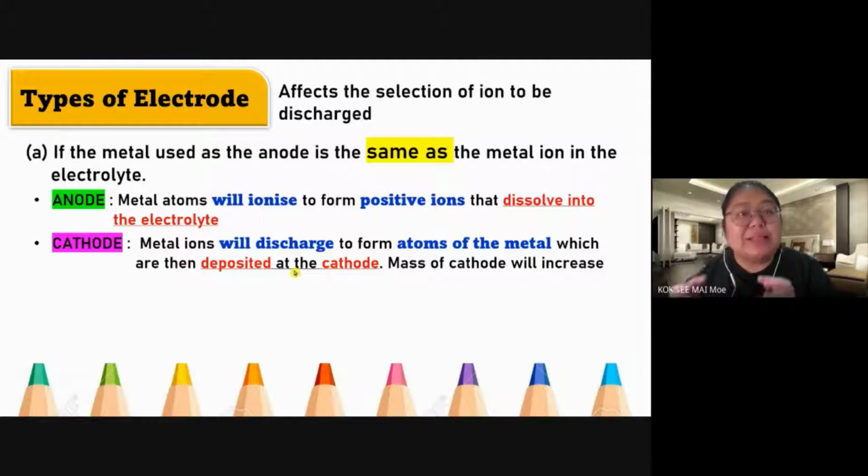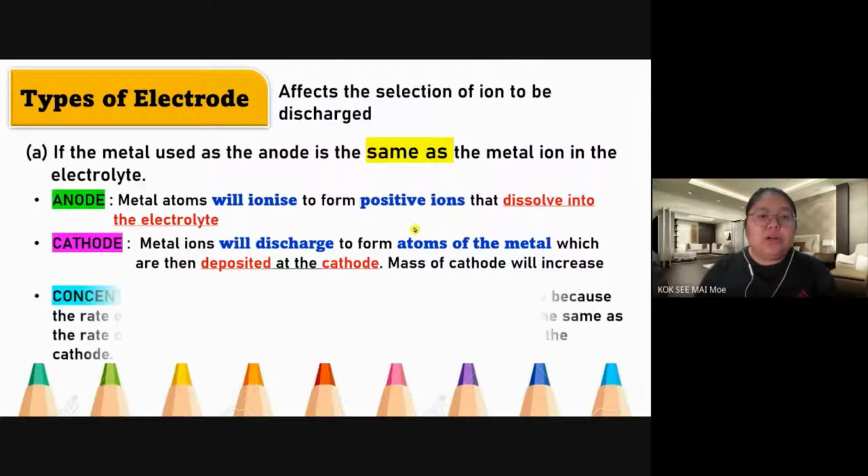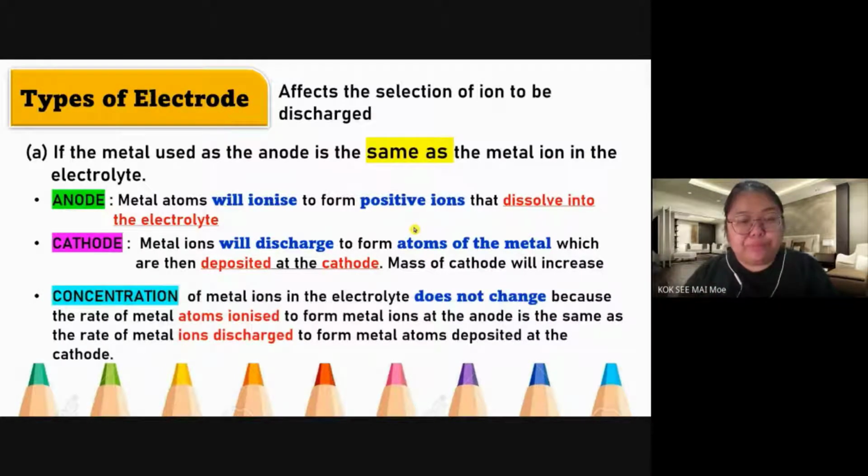Okay, that means they stick to the cathode. So finally, the mass of the cathode will be increasing, and the anode will be decreasing because they dissolve into the electrolyte. So the concentration, what happened? The electrolyte, the liquid, what happened to the concentration?